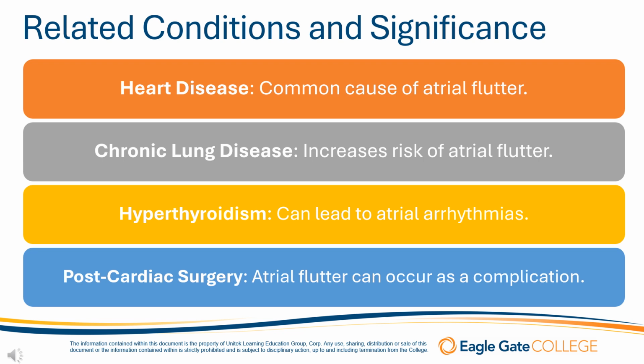Patients with hyperthyroidism may present with palpitations, tachycardia, and other arrhythmias due to the overstimulation of the heart. So, identifying and treating hyperthyroidism is crucial in patients with atrial flutter. Normalizing thyroid hormone levels can help to stabilize the heart rhythm.